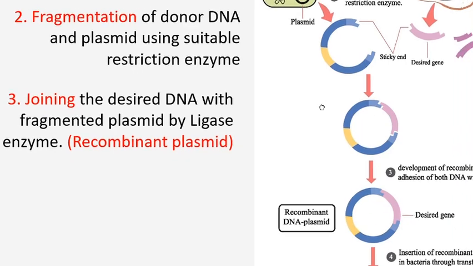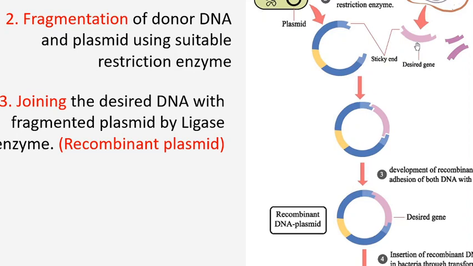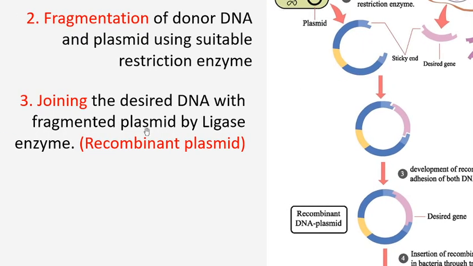So what we do now is that we attach the insulin desired gene with the open-ended plasmid. So how do we join this? We join these 2 segments using a specific ligase enzyme. The function of ligase enzyme is to attach 2 DNA segments. So now a plasmid has been created.